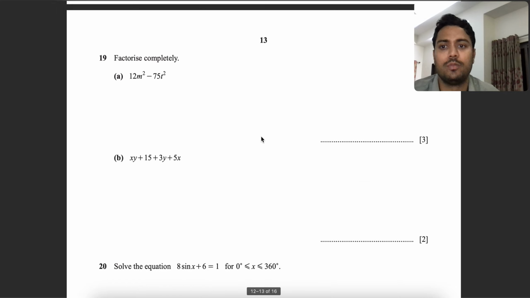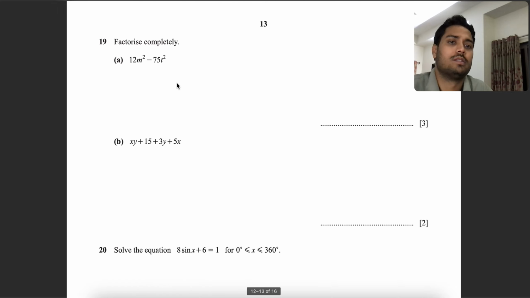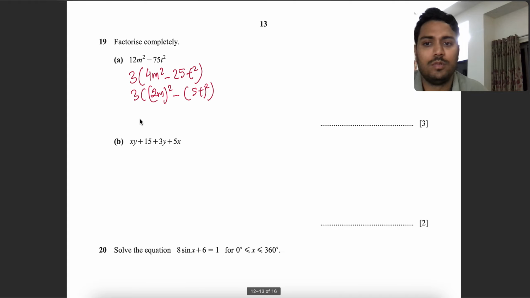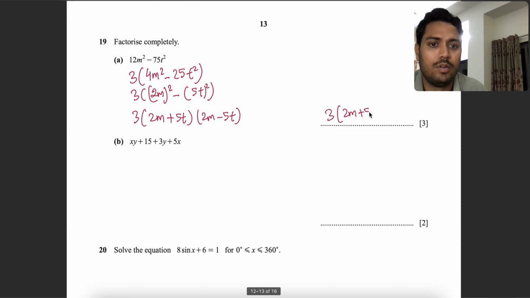Let's move on. It says question number 19, factorize completely 12m square minus 75 t square. 12 and 75, the common number is 3. So 4m square minus 25 t square. So you can write this as 3 times 2m the whole square minus 5t the whole square. So this is a square minus b square. You can write it as a plus b, a minus b, 2m plus 5t and 2m minus 5t. So that's the answer. 3 times 2m plus 5t and 2m minus 5t.